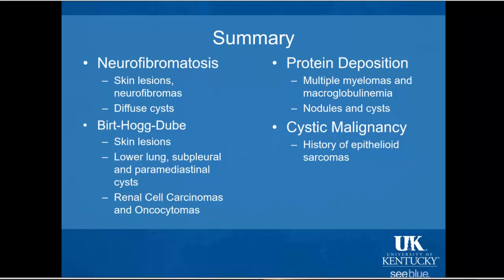The protein deposition diseases can also give us cystic lung disease, especially on the amyloid side. It may more commonly present with nodules, but you can see that somewhat unique looking cystic abnormality. And cystic malignancy is always something to kind of hold in the back of your mind, but that's a very hard one to prospectively diagnose if you don't have a history of malignancy.